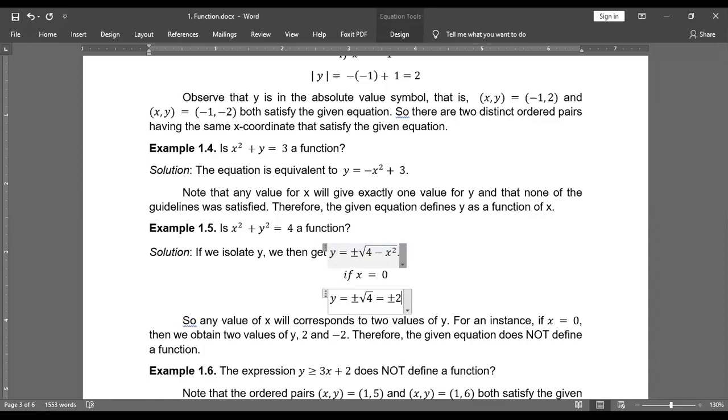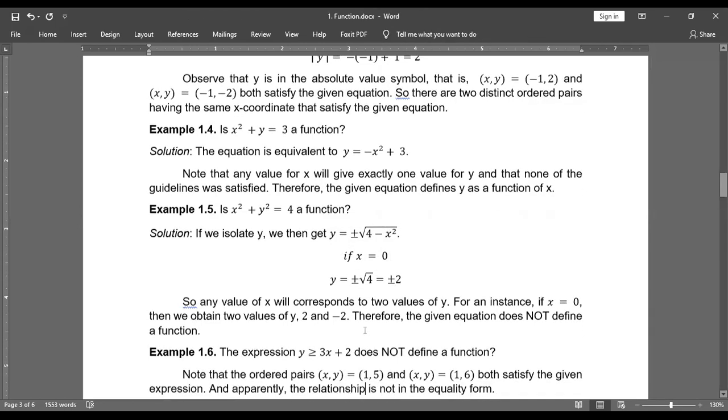2 squared is 4. Negative 2 squared is 4 then. So we have two possible y's if x is 0. So twice nag-appear si 0 dun sa ordered pairs natin. 0, 2, and 0, negative 2. So this cannot be a function.